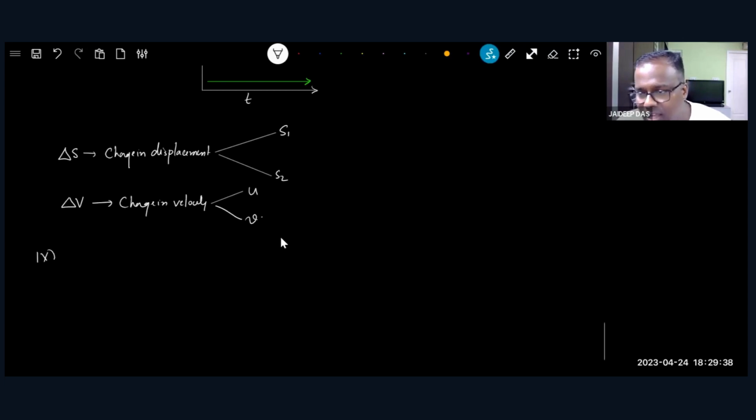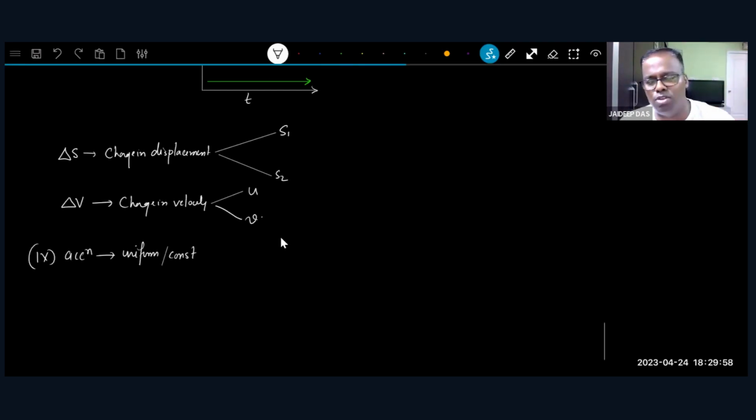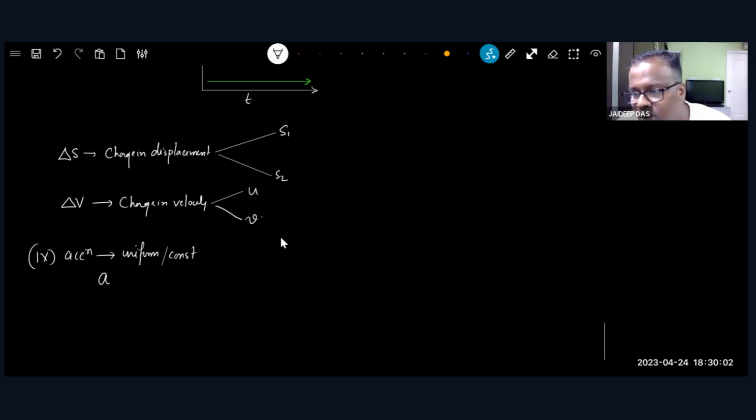However, in class 9, your acceleration will always be uniform. Please understand. Or constant. Means, will there be delta A? No, there won't be delta A. It cannot happen. You show me one problem in class 9, if you have finished in school, where you had two values of acceleration. You cannot have. That means you will have only one A. You won't have two A's. Correct?